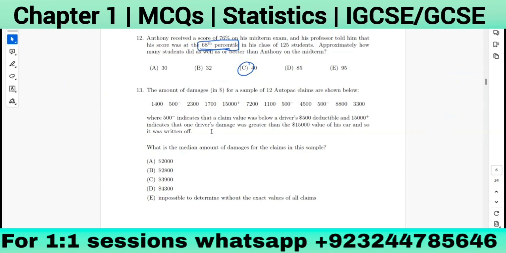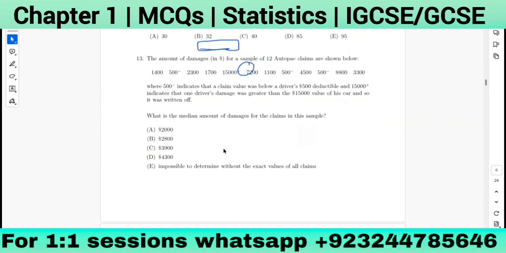The amount of damages in dollars for a sample of 12 Autopac claims are shown below, where minus 500 indicates that the claim value was below a driver's $500 deductible, and 15,000 plus indicates that one driver's damage was greater than the value of the car, and so it is written off. What is the median amount of damages of the claims in the sample?